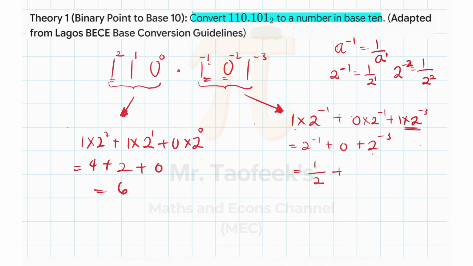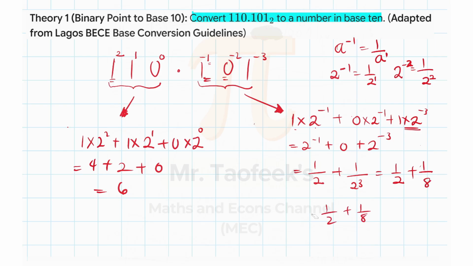So 1 over 2 plus that is going to give us 1 over 2 to the power of 3. 1 over 2 to the power of 3 means 2 times 2 times 2, it's 8. So I've got 1 over 2 plus 1 over 8.